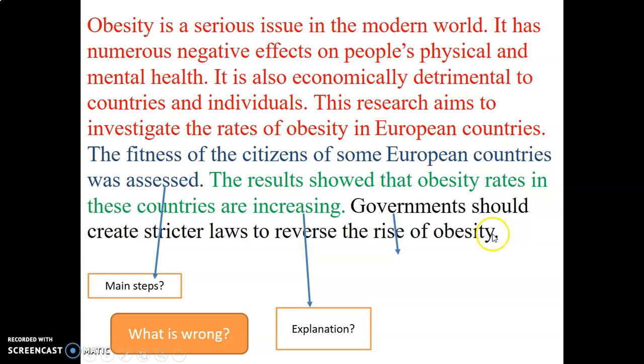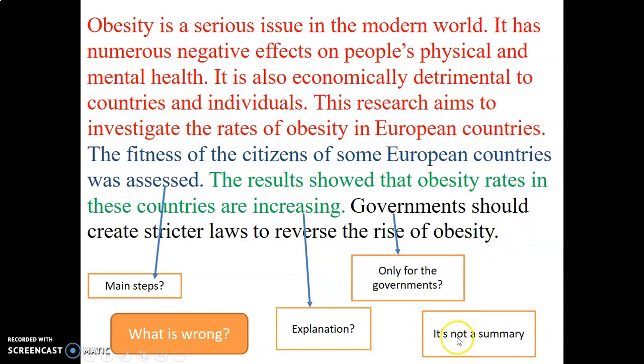And the last sentence is a very common mistake students make. Governments should create stricter laws to reverse the rise of obesity. First of all, you need to summarize the conclusion part. Summarize. You should not repeat any recommendations or any advice or predictions. You should not do that, right? This sentence is definitely from a conclusion, right? So it's written already there. Why do you need to repeat that if it's a summary, right?